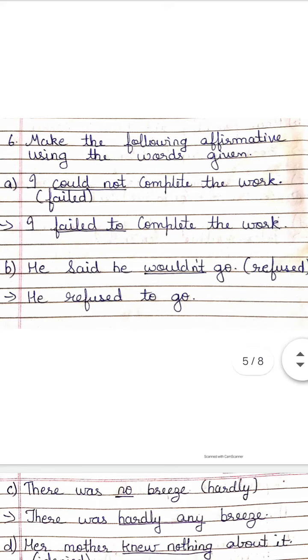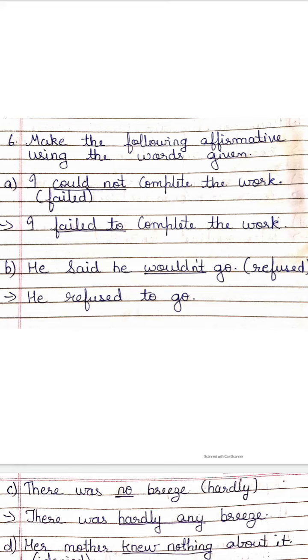The next question, 6th question, is make the following affirmatives using the words given. Now the sentences given are negative. You have to make them affirmative. Some words are given in brackets. You have to use those words to make the sentences affirmative.